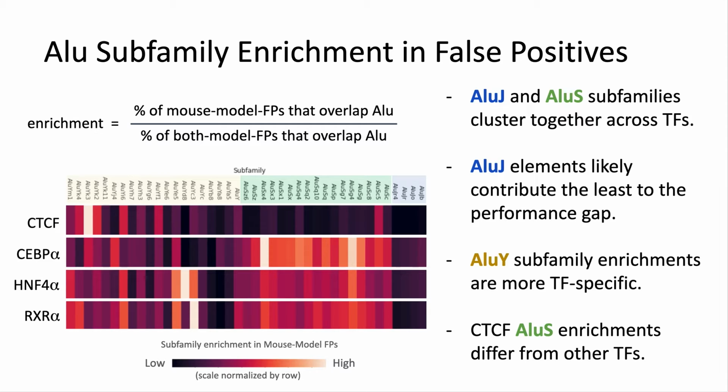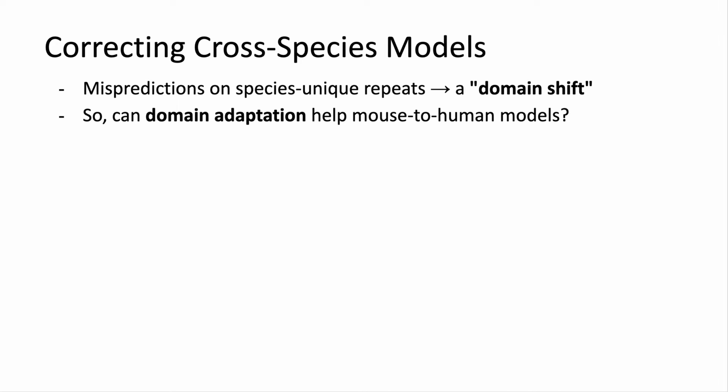Now, if we switch from descriptive to prescriptive and try to think about how we might actually fix our mouse to human models so that they do better, we can frame our mispredictions on these species unique ALU repeats as a domain shift, where our domains are the mouse and the human genome respectively. If we do that, we can ask the question, can domain adaptation help our mouse to human models?